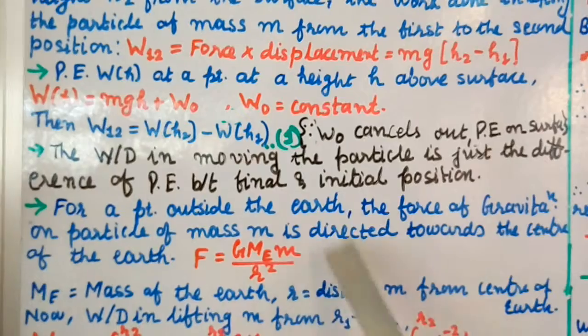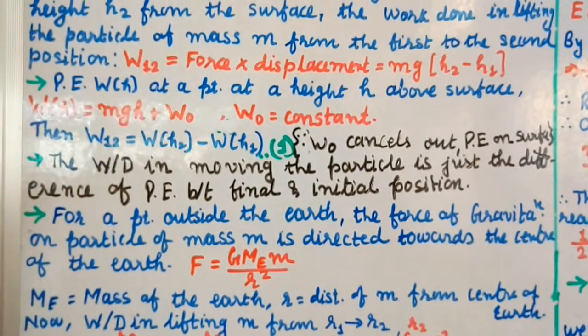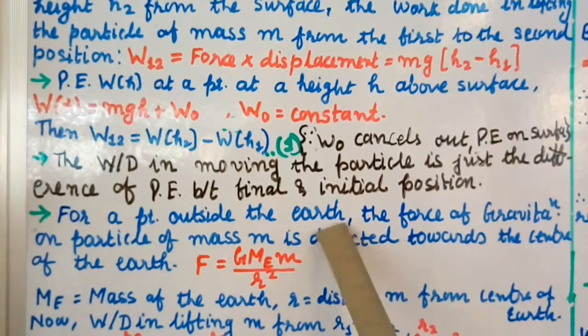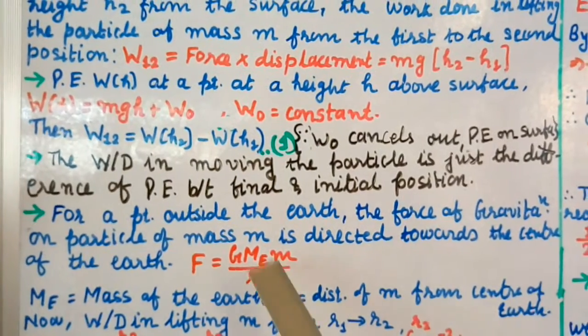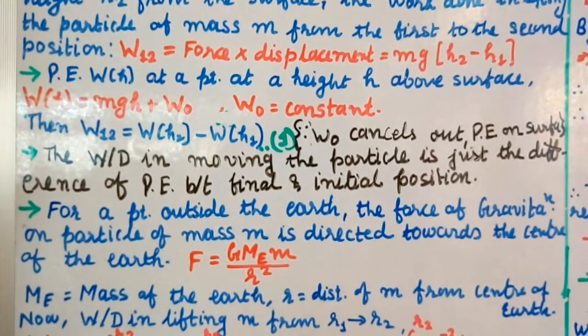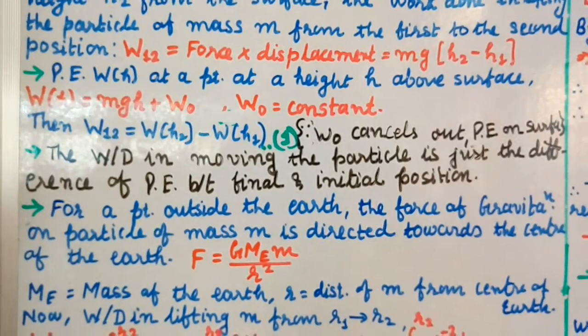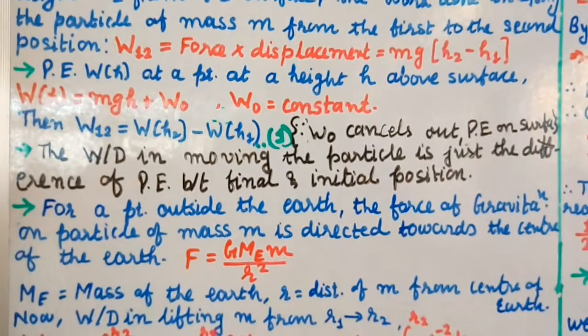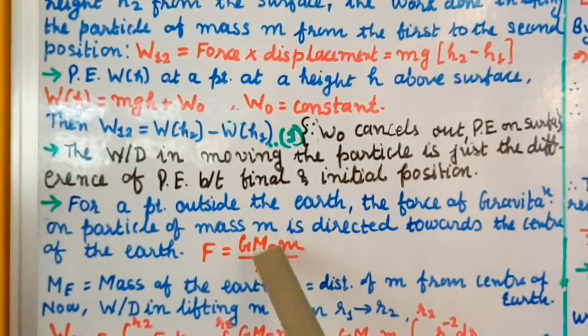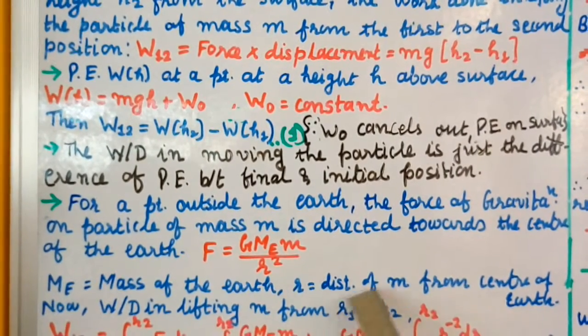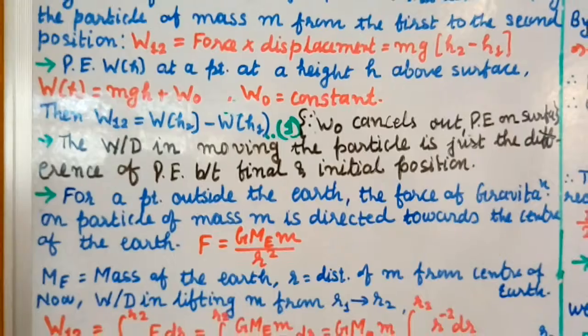Now this we have derived in the last class: if you have a point outside the earth, the mass is m and the mass of the earth is M_E, then the gravitational force is given as this value. We have derived in the last class that F is equal to G M_E m by r square, where r is the distance of mass m from the center of the earth.